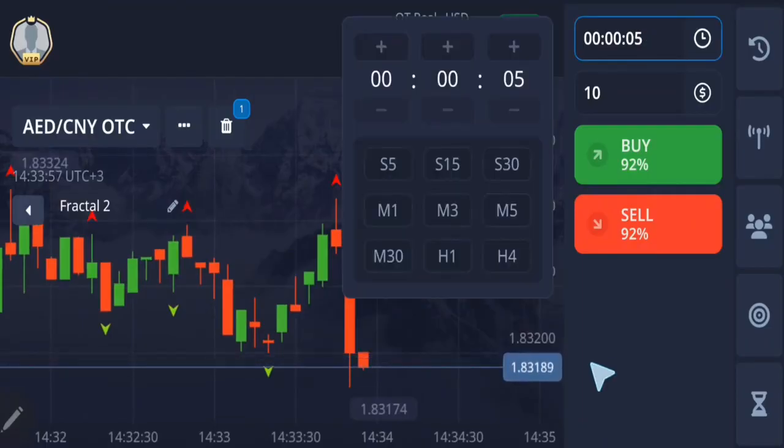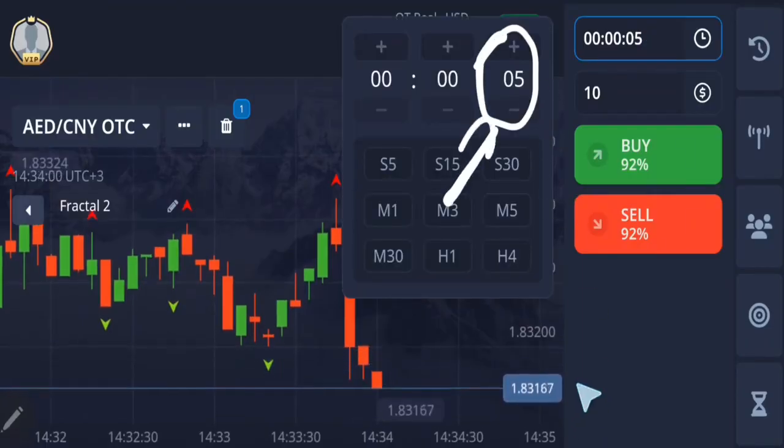So I set the expiration time at 5 seconds. I put $10 in a trade amount.